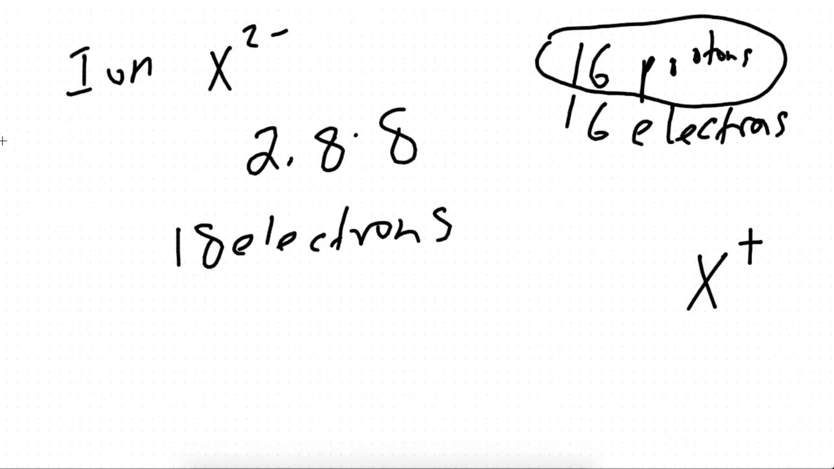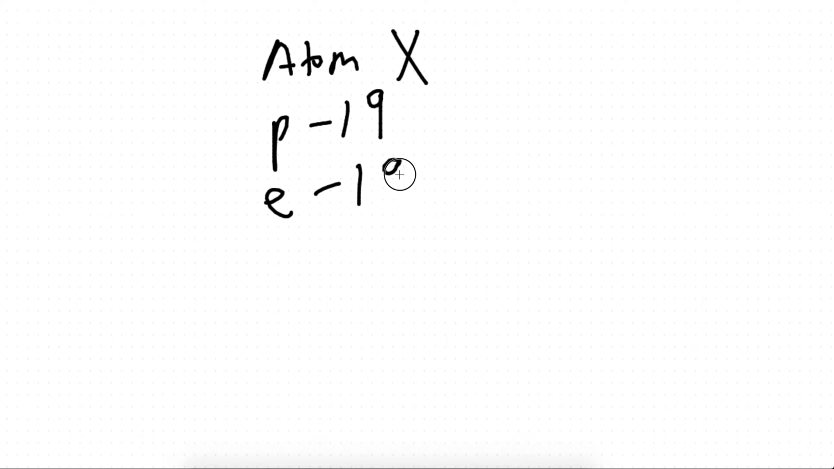Let me write it on a new piece of paper. Atom X has a proton number of 19. So atom X, proton number of 19, meaning protons are 19, electrons are 19, and a nuclear number of 39, meaning neutrons are 39 minus 19, which are 20 neutrons. But we don't really care about neutrons. It forms an ion, so this atom becomes an ion with the formula X plus.